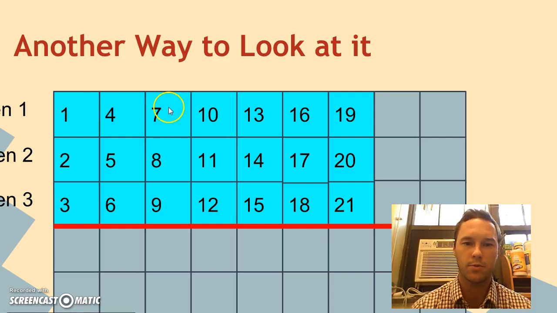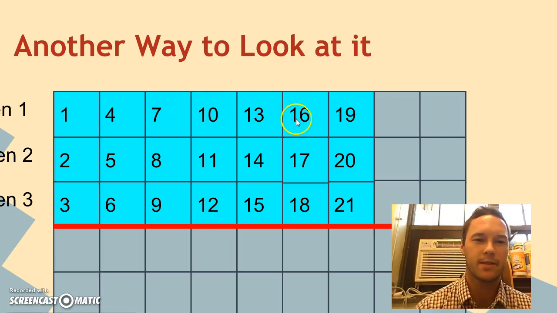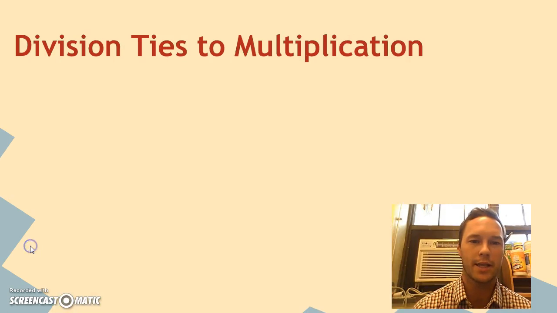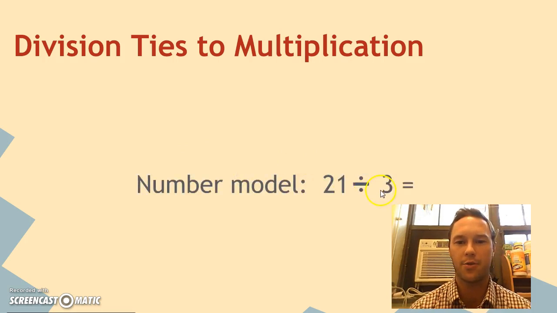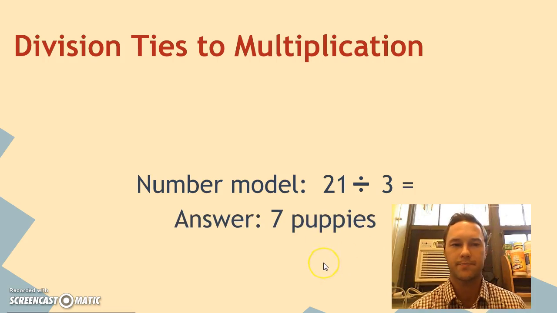1, 2, 3, 4, 5, 6, 7. We have 7 puppies in each pen. So our number model is going to look like this. 21 puppies divided by the 3 pens equals 7 puppies.